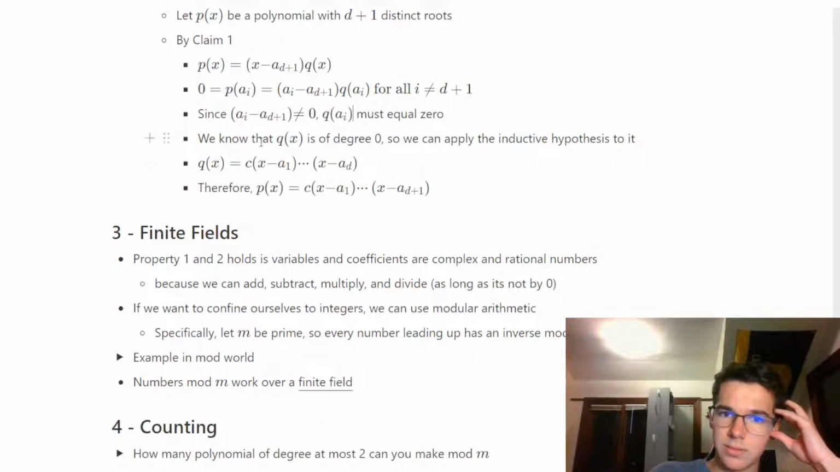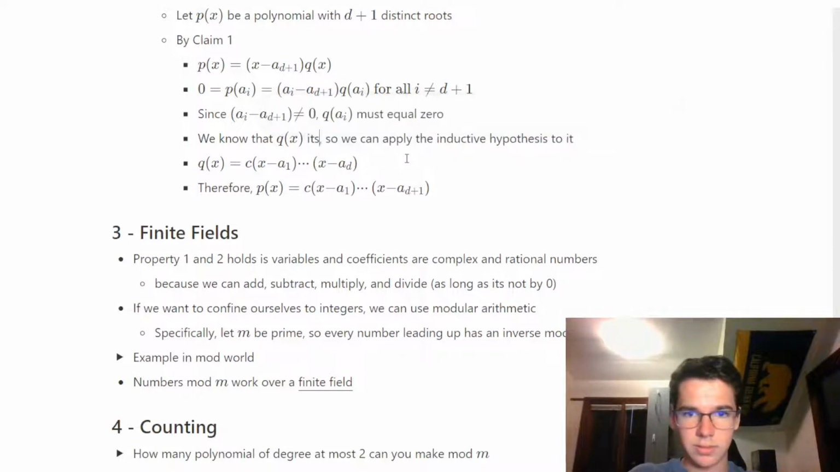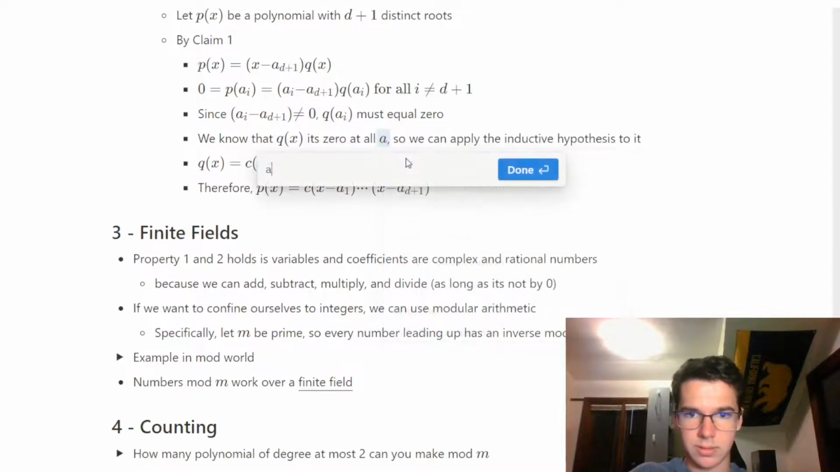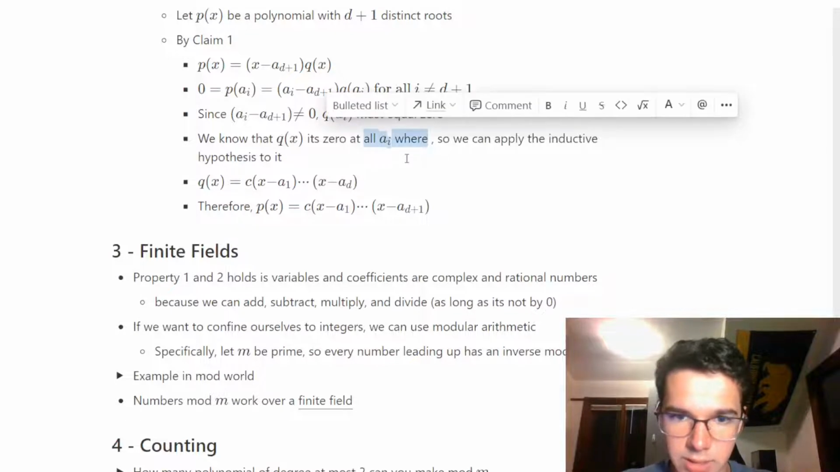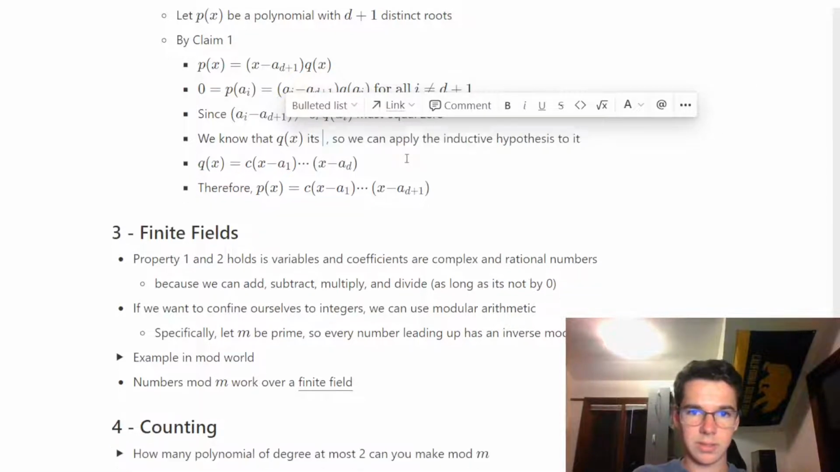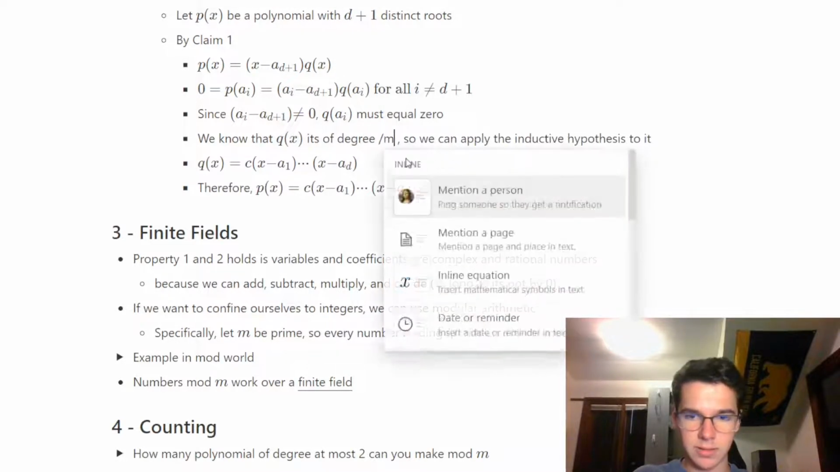And because q of x is of degree 0, or sorry, it's not of degree 0, because it's 0 at all a i, where, sorry, actually, this is what I meant to say. We know that this is of degree d, and this is going to be d.